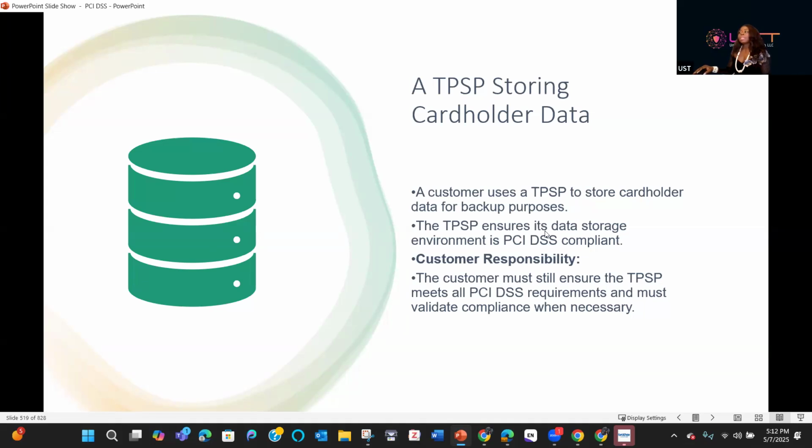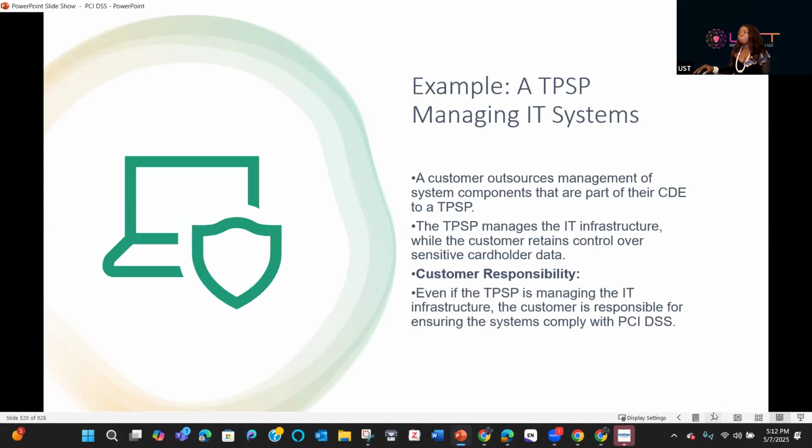The third-party service provider ensures its data storage environment is also in compliance with PCI DSS. But what of the customer responsibility? The customer must still ensure that the third-party service provider meets all PCI DSS requirements and must also validate compliance when it is necessary.